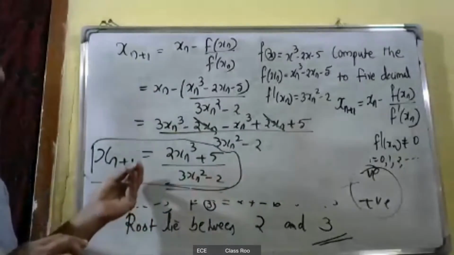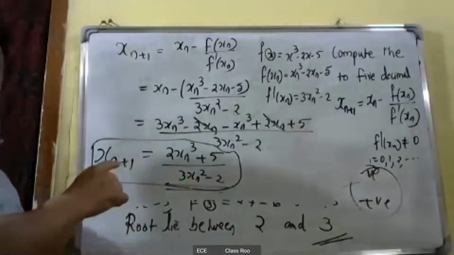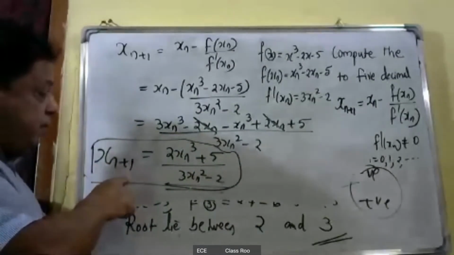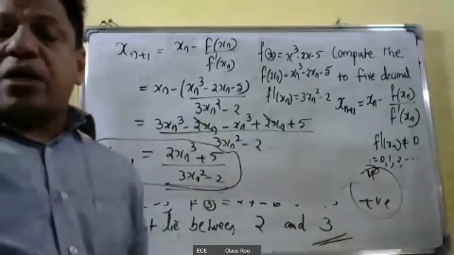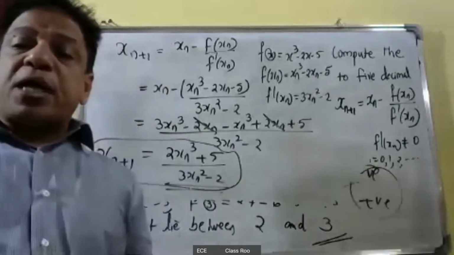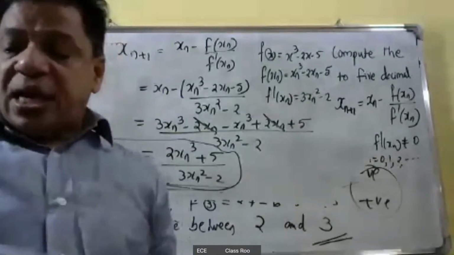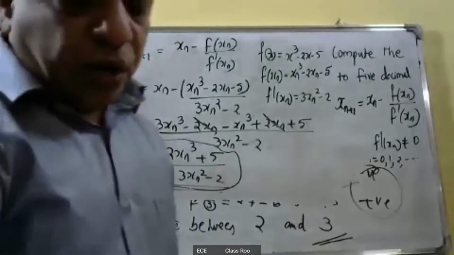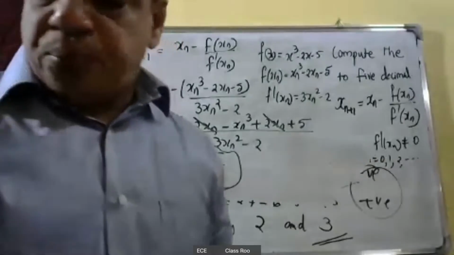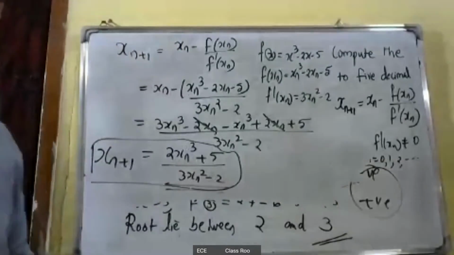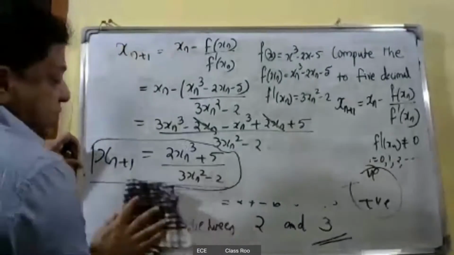By using this formula, when we put n is equal to 0, we get x1. When we put n is equal to 1, we get x2. When we put n is equal to 2, we get x3, etc. Find x1, x2, x3. Next step, we have to find out the values of x1, x2, x3.